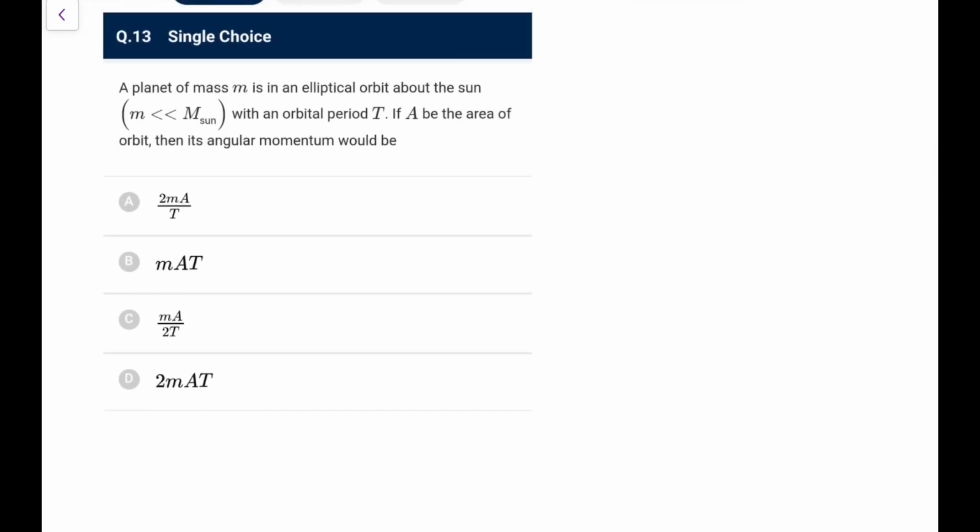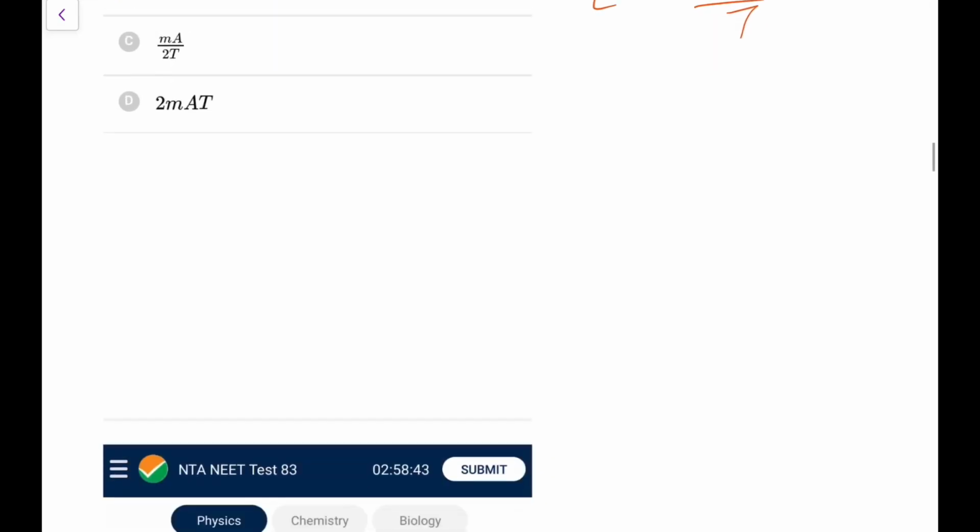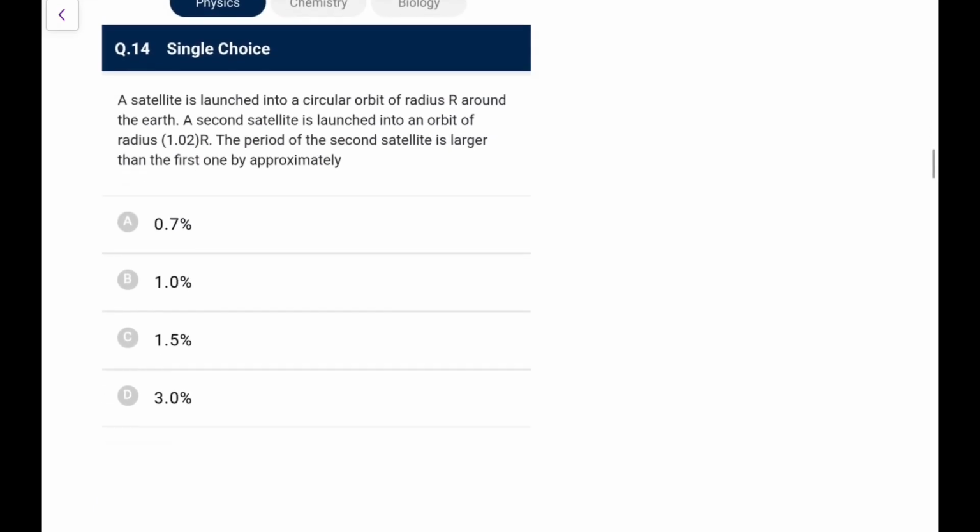Next, you have a planet of mass m in an elliptical orbit around the sun with period T. If A be the area, then the angular momentum. This is a standard result, you know dA by dt remains constant. Areal velocity is constant, and that is equal to L upon 2 times the mass of the planet. So dA by dt for a complete orbit, area is A and time period is T, that is L upon 2m. So the value of L would be 2mA by T. So you can directly go for option A. I think this is getting repeated. This was asked previously also in some paper.